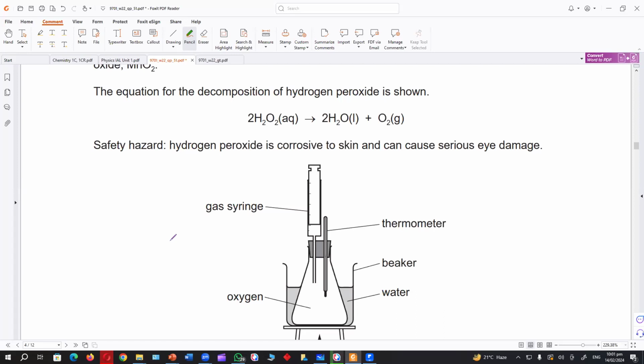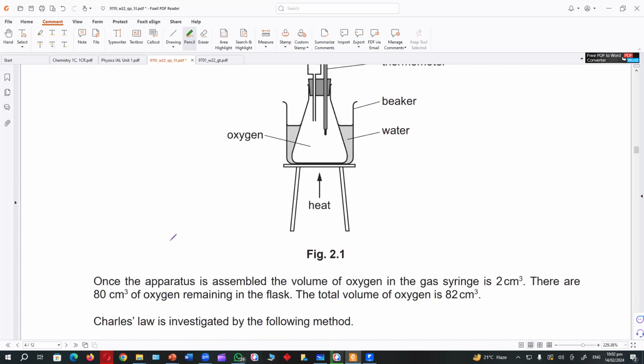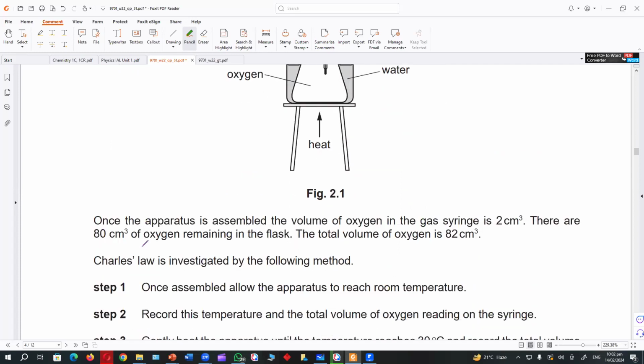Safety hazard, hydrogen peroxide is corrosive to skin and can cause serious eye damage. We have a gas syringe, we have oxygen in it, we have a thermometer, beaker, and water. And we are heating it. Once the apparatus is assembled, the volume of oxygen in the gas syringe is 2 cm cube. There are 80 cm cube of oxygen remaining in the flask. The total volume of oxygen is 82.